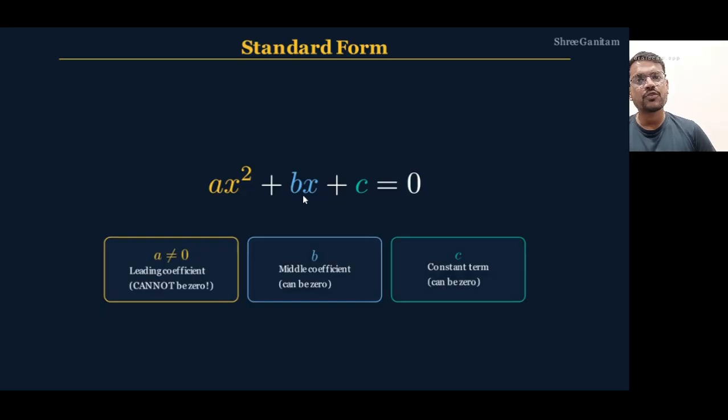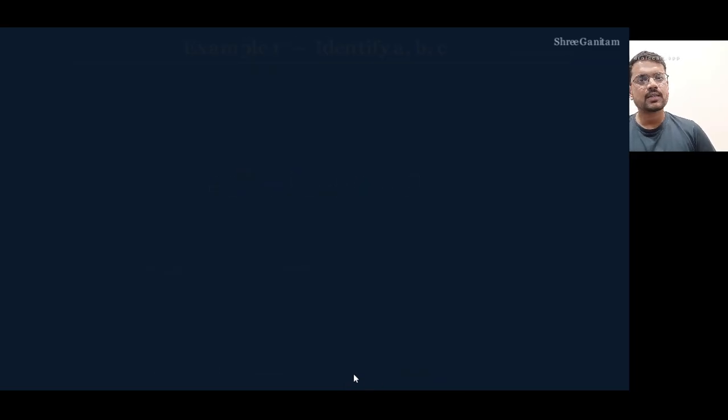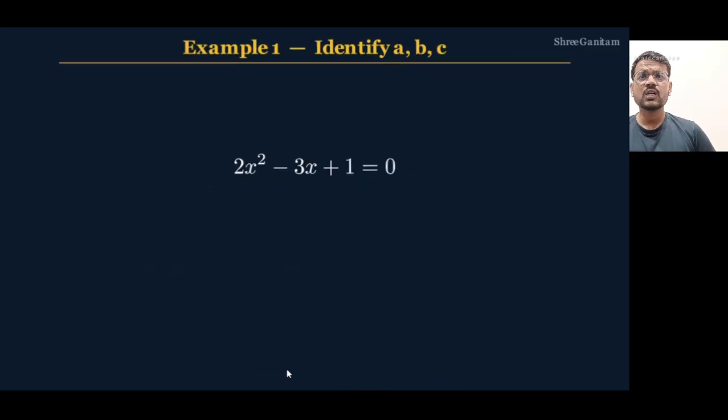b is the middle coefficient, or the coefficient of x, and c is the constant term. There is no x. So remember, the degree is 2. That's why this is called a quadratic equation. Next, let us see some examples and identify what a, b, and c are.